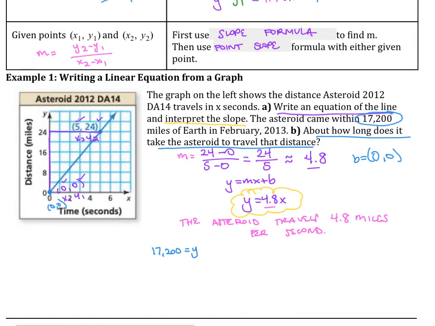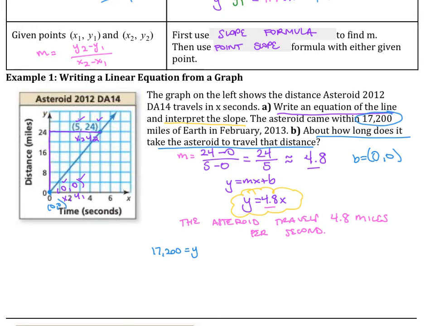So what we're going to do is take this y and plug it into here. Take the 17,200, plug it into here, and we're going to solve for x. Another hint is it says how long does it take? So we're solving for the time, which is our x value. So lots of things to look at to help us discover what the question is asking us to do.